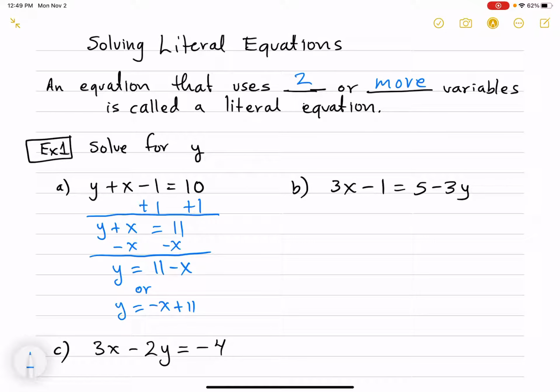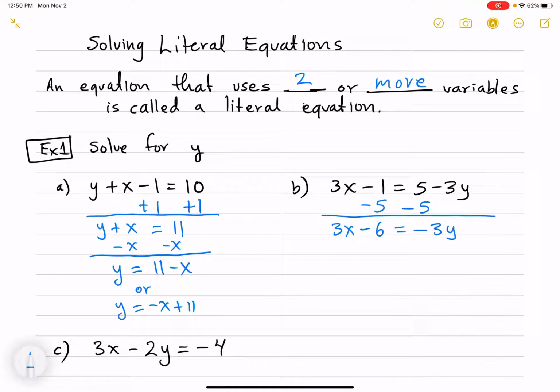Okay, so just be aware you can't combine the 11 with the negative x because they're not like terms. Okay, example 1b. We're going to try to leave this y by itself. So I'm going to start by subtracting 5 from both sides. And I should be a little more accurate and put that 5 next to the 1 or under the 1, because we can't combine it with the 3x. But we could combine it with the 1 because they are like terms.